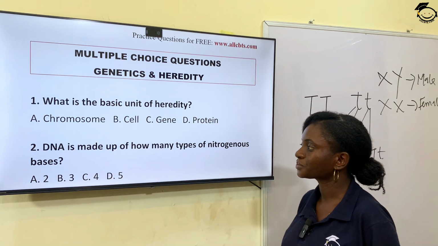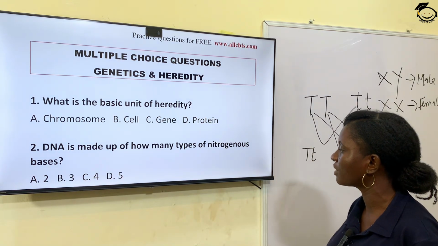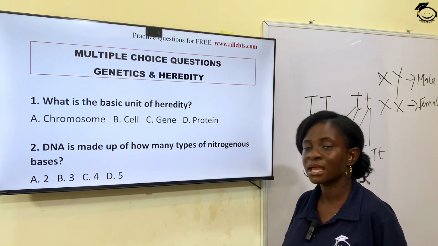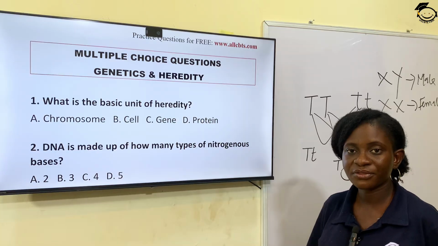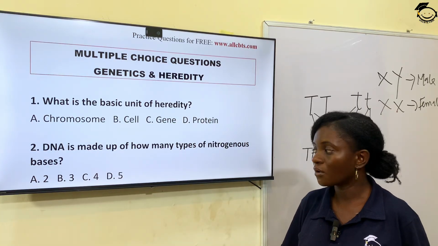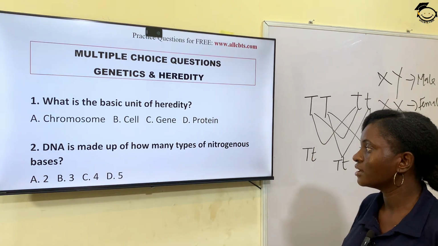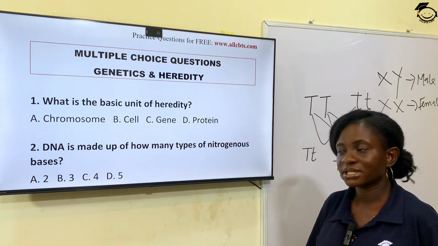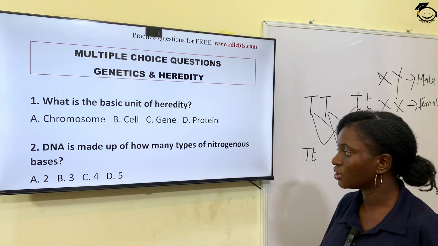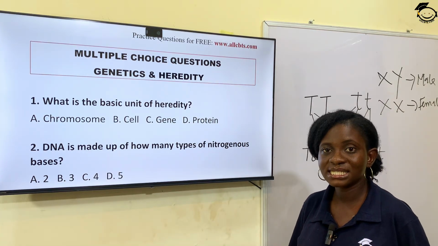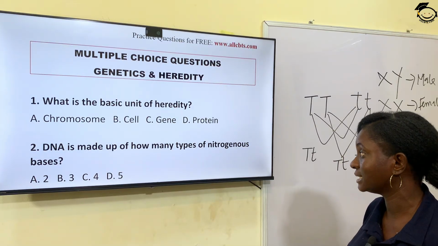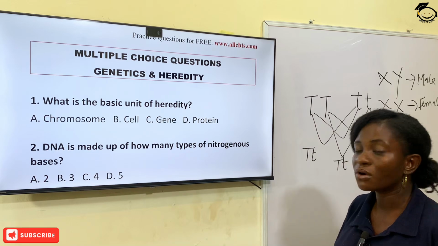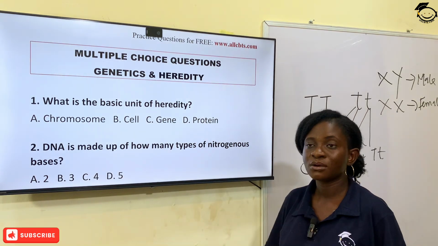Question 2. DNA is made up of how many types of nitrogenous bases? Option A, 2; option B, 3; option C, 4; and option D, 5. So DNA is made up of 4 nitrogenous bases. If you can recall from the lecture, I made mention of adenine, thymine, cytosine, and guanine. So DNA is made up of 4 nitrogenous bases. Question 3.